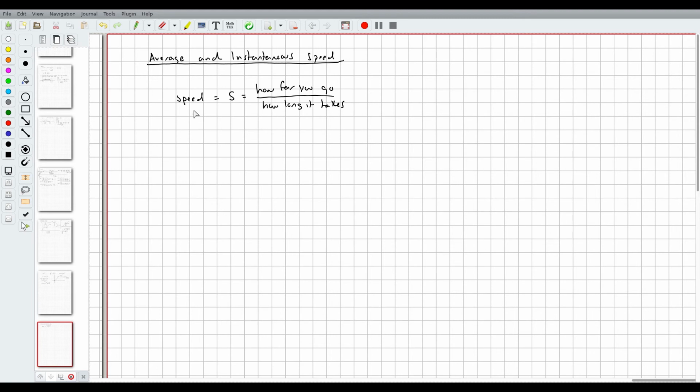Now, speed is not velocity. And to illustrate that point, let's think about living here in Florida. So let's just sketch the shape that is Florida here. It looks something like this. So this is Florida. Looks kind of like that.